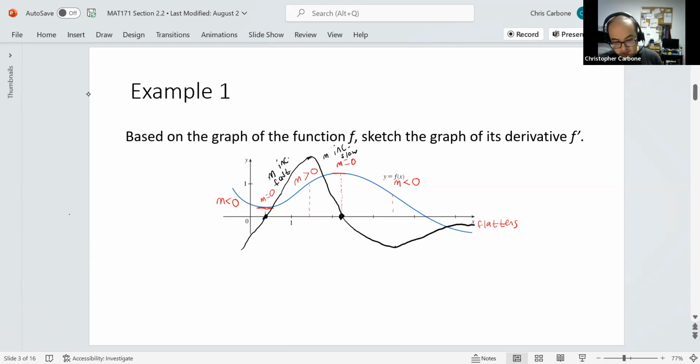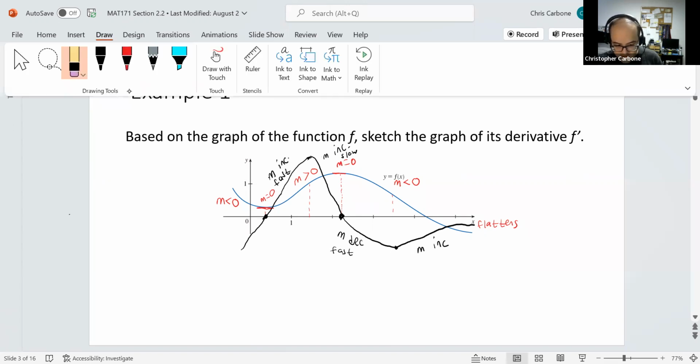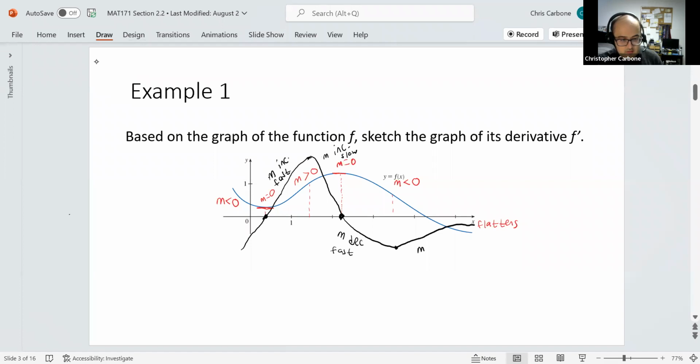Again, between this 0 and where this point here is, the slope is decreasing fast. And here the slope is increasing. Well, the slope is decreasing slower. And eventually it flattens out towards the end there.